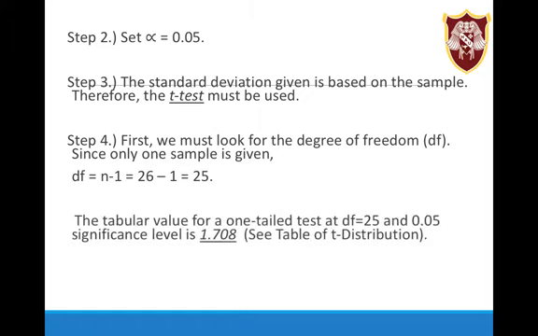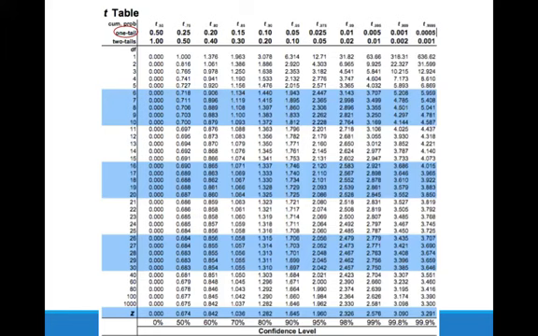So from the t distribution table we used a while ago, we obtained the tabular value for this problem. So for a one-tailed test, degrees of freedom of 25 and 0.05 significance level, the value obtained is 1.708. So one-tailed test, 0.05 level of significance, degrees of freedom is 25. Then we get the intersection and we get 1.708 as our tabular value.